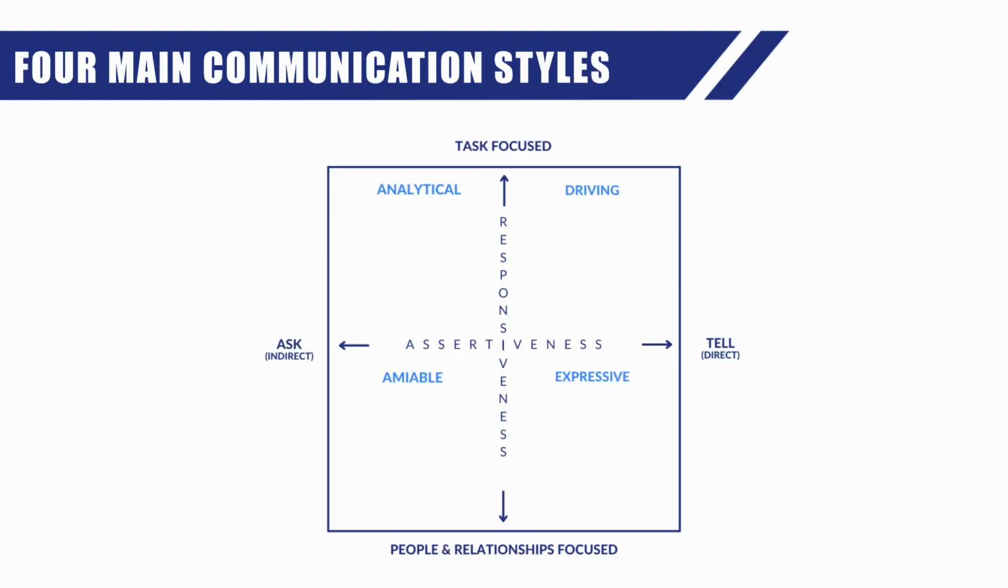So here I'll highlight the 4 communication styles, and you can see there's analytical, driving, amiable, and defensive. The vertical axis shows that the higher up you go, the more task focused you are versus people and relationship focused. On the horizontal axis, on the left side, you're going to be more ask driven when it comes to assertiveness, versus on the right side, you'll be more tell driven and more directive in your communication style.